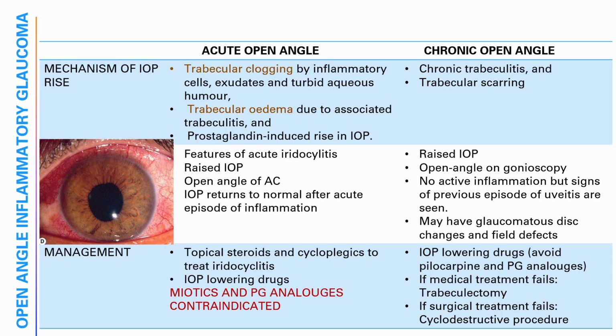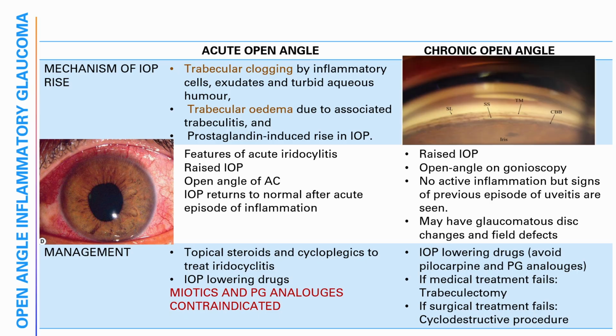Coming to chronic open angle glaucoma, the mechanism of IOP rise is chronic trabeculitis and trabecular scarring. The features are raised IOP, open angle on gonioscopy, no active inflammation, but there might be signs of previous episodes of uveitis, and glaucomatous disc changes and field changes may be noticeable.